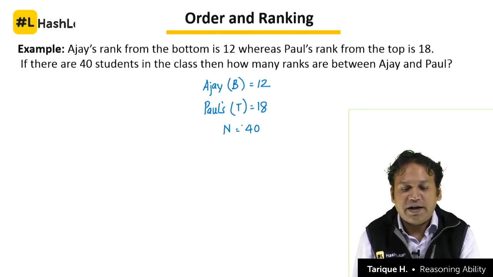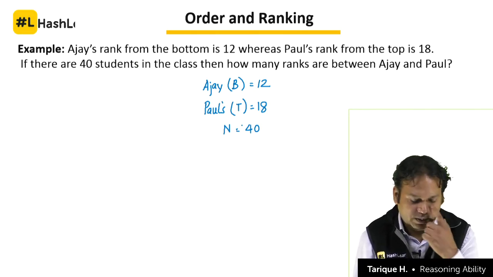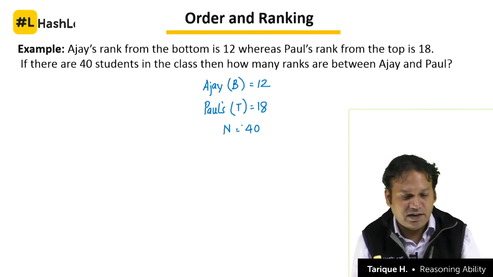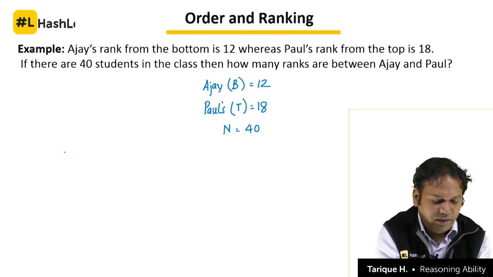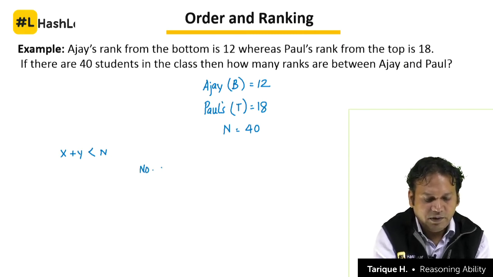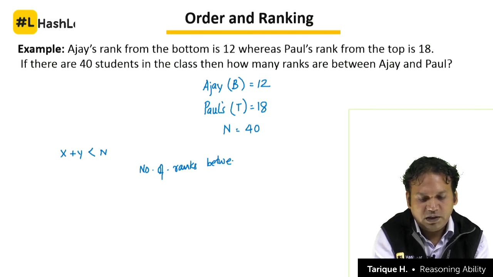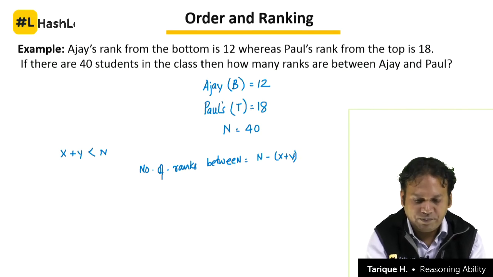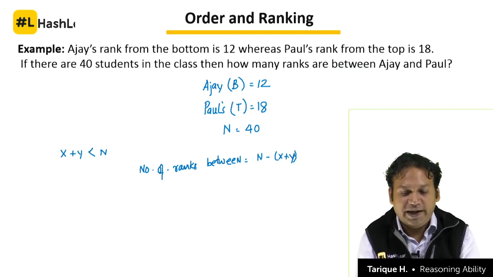Clear? How many students are ranked between Ajay and Paul? If you remember the 2 scenarios we had discussed, where the rank x plus y is less than the number of students, what do we do? Then the number of ranks between becomes equal to n minus x plus y. That's all, nothing required, just to know the formula. Number of ranks becomes equal to n minus x plus y.